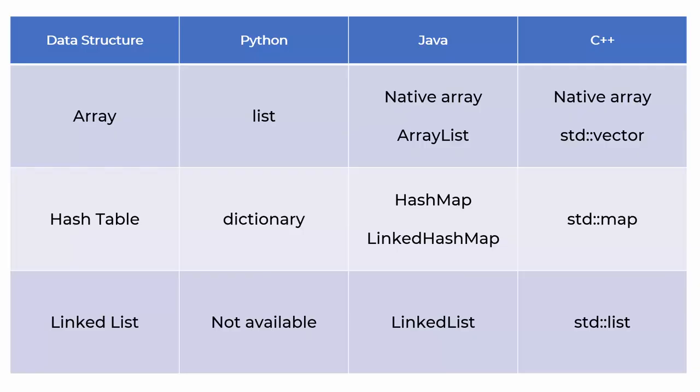Here I have outlined some of the common data structure implementations in different languages. So remember that data structures are a conceptual thing. Different programming languages implement data structures in different ways. For example, Python has a list as an implementation of the array data structure. In Java, arrays are implemented in two different ways: one is the native array, which is a static array, and the other is ArrayList, which is a dynamic array. We'll talk about static and dynamic arrays in the next tutorial. In C++ also there is a native array as well as std::vector. Similarly, for hash tables also, you can see on the screen different implementations in different languages.